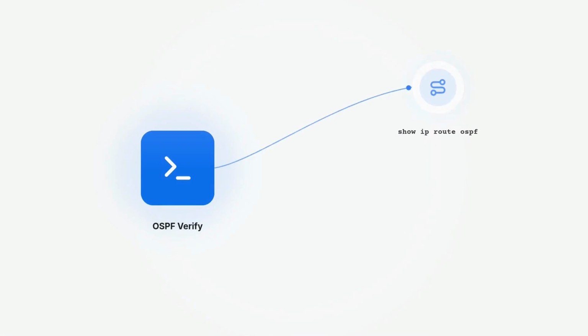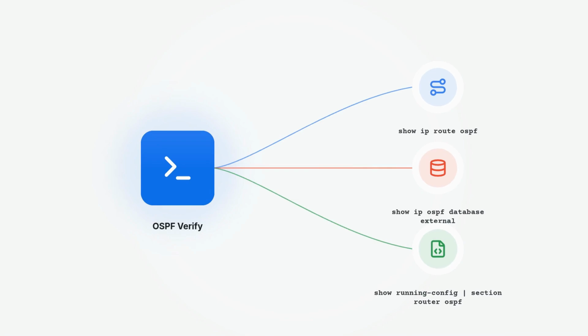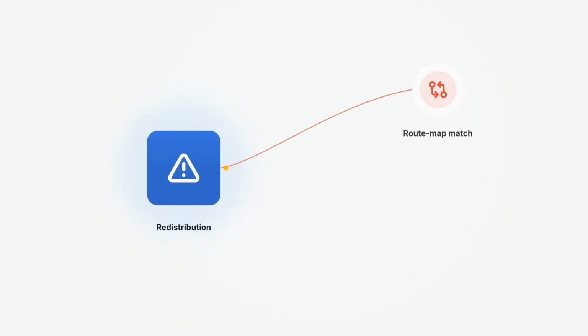To verify redistribution, check the route table, the external LSDB, and the OSPF config on the ASBR. If redistribution breaks, start with the main checkpoints. Does the source route exist? Does the route map match it? And is the metric type what you expected?